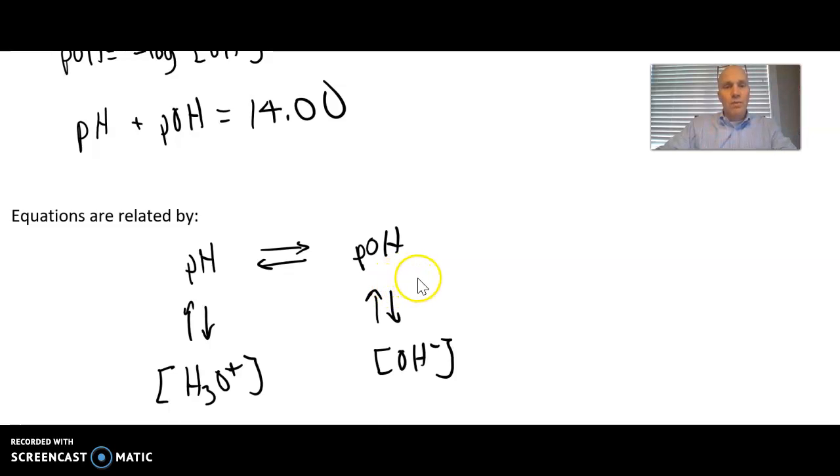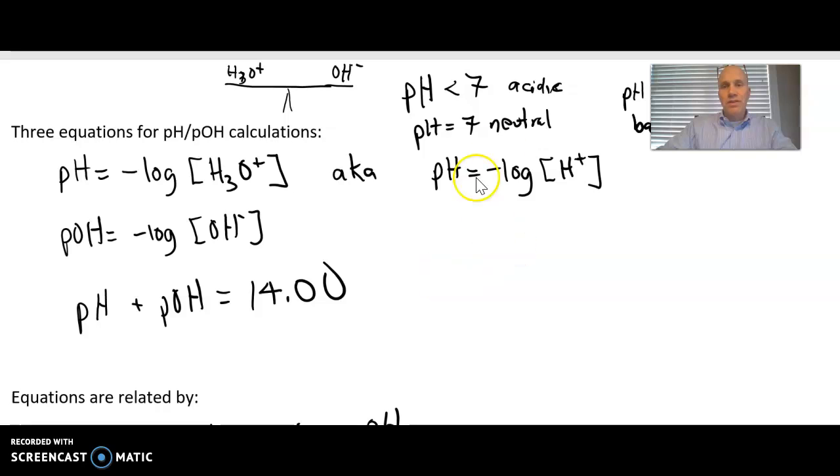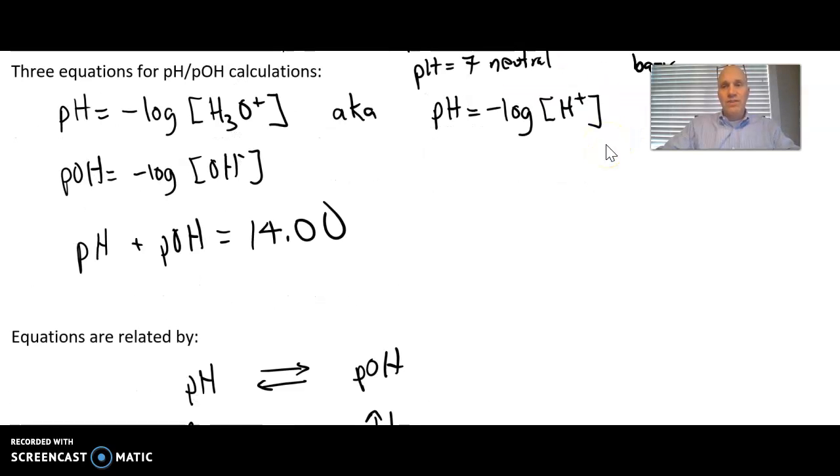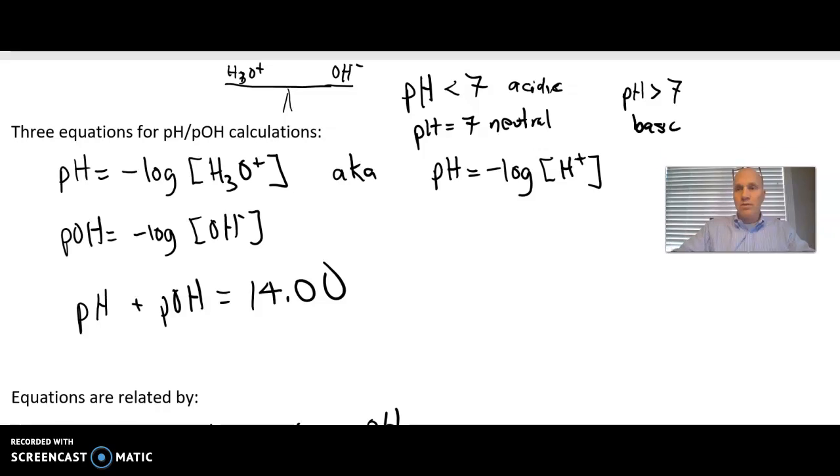One other guideline to remember about this is, as far as pH is concerned, if the pH is less than 7, it's considered acidic. The lower it is, the more acidic it is. If it's above 7, it's basic, and if it's equal to 7, it's considered neutral.